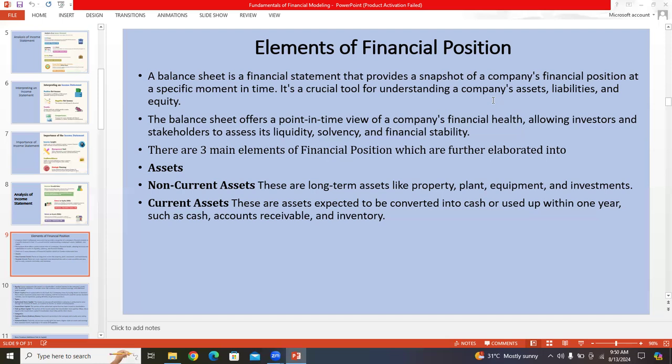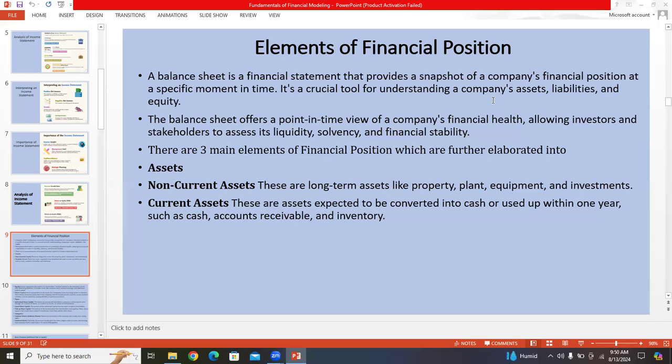So, first of all, we need to see the elements of financial position, a very interesting topic. Financial position is also called a balance sheet, which states the company's financial position at a time. It includes the historical results of all the years. A balance sheet is a financial statement that provides a snapshot of a company's financial position at a specific moment in time. We determine where the company is standing at a time. That statement is called the balance sheet.